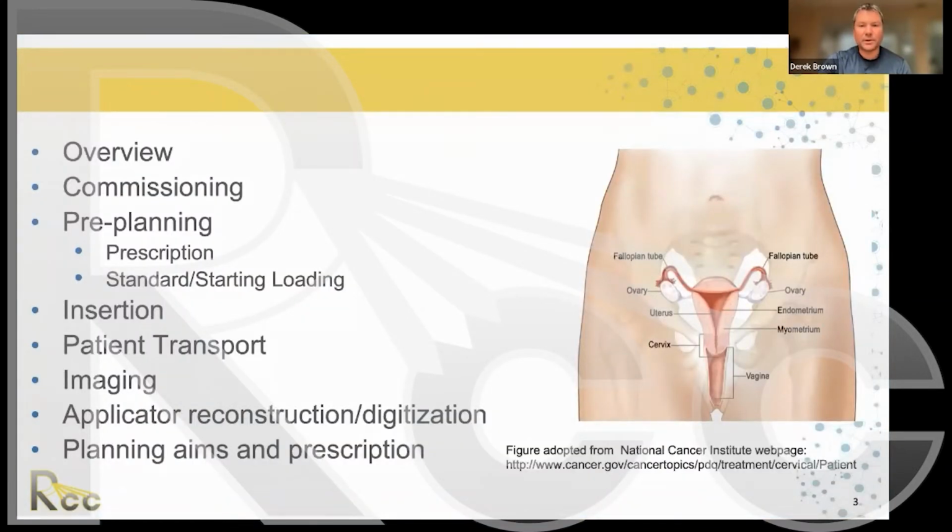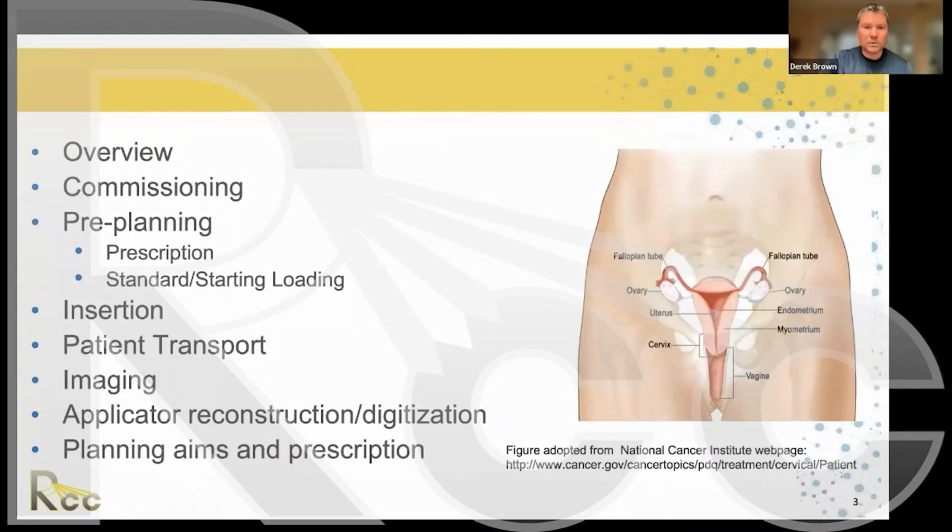Similarly to last week, we're essentially going to walk through from commissioning all the way through the treatment process. So we're going to look at pre-planning, which is a little bit different in the case of Tandem and Ovoids. We'll look at insertion, just as we did last week, patient transport, imaging, applicator reconstruction, and planning aims and prescription.